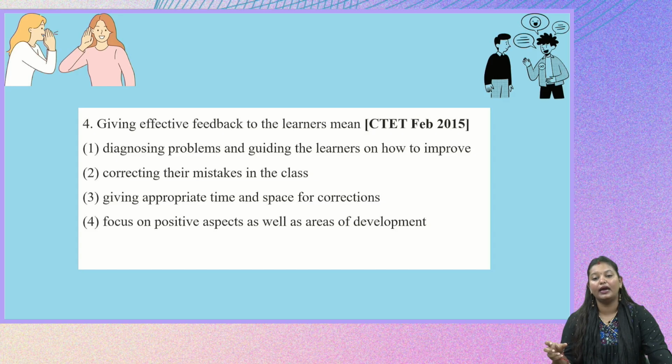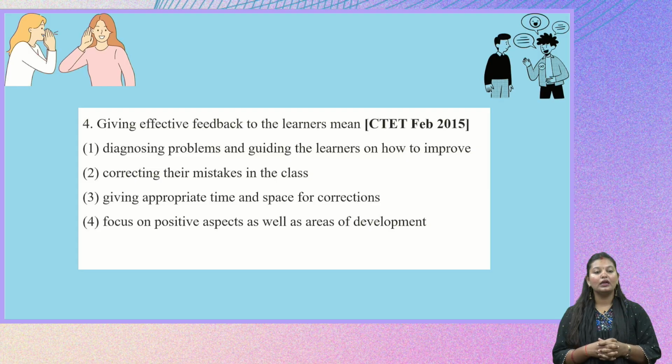Giving effective feedback to the learners means... So if you are giving them effective feedback, what does it mean? The first option, diagnosing problems and guiding the learners on how to improve, correcting their mistakes in the class, giving appropriate time and space for corrections, focus on positive aspects as well as areas of development. So, when you are giving feedback, there are certain things that the teacher needs to remember. We should be able to give feedback in a way that we are trying to address the problem and not blame the student or discourage the student.